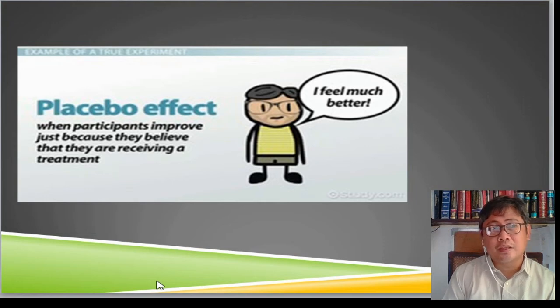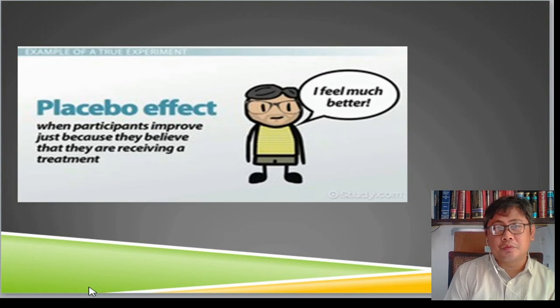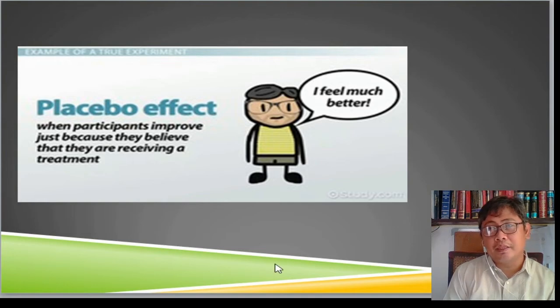So it has a psychological effect on the respondents or the control group or the subjects that the treatment is effective on them. But in reality, it's not, because what they are only receiving is the placebo or anything that doesn't have any therapeutic or adverse effect on the subjects.